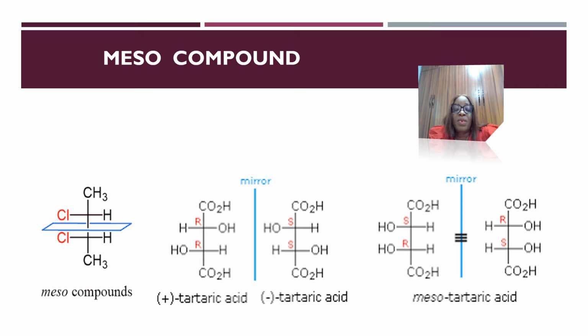The meso form has an internal plane of symmetry right in the middle. So the two halves of the molecule mirror each other and cancel out any optical activity. This makes it optically inactive even though it has chiral centers. So the meso forms of compounds are always optically inactive.